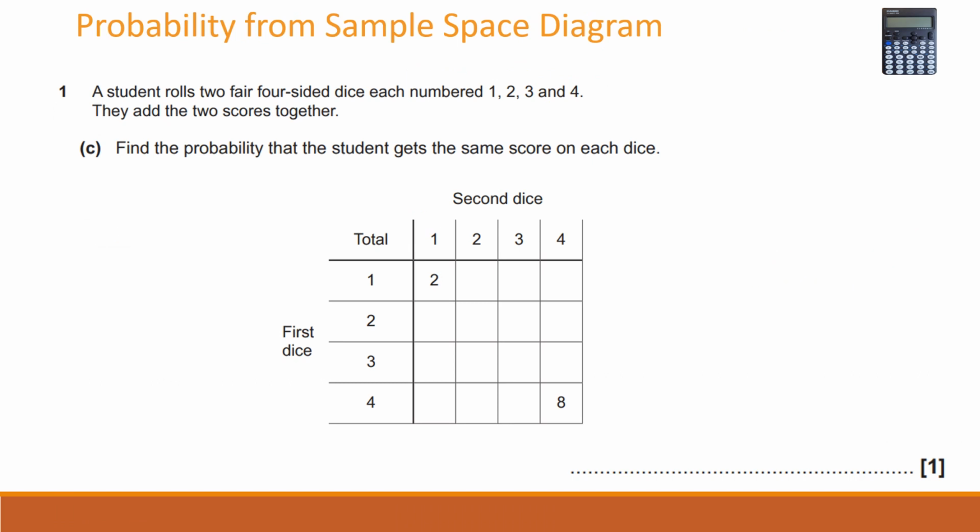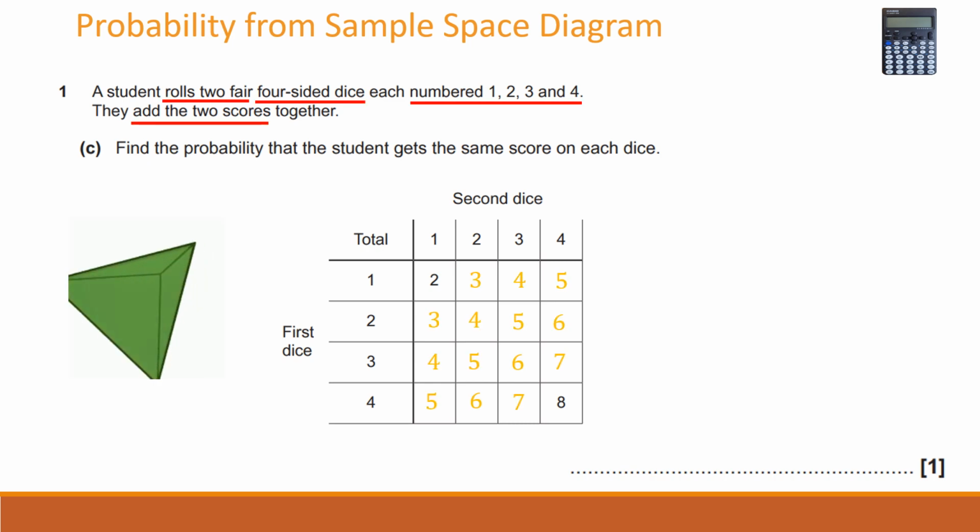This is a question on finding probability from a sample space diagram. In part A, you had to work out the values in the table. So you were told you had a 4-sided dice and you had 2 of them. So you can see here the tetrahedron or the 4-sided dice going round, and the sides would be labelled 1, 2, 3, 4. The totals were added and they were recorded in this sample space diagram.